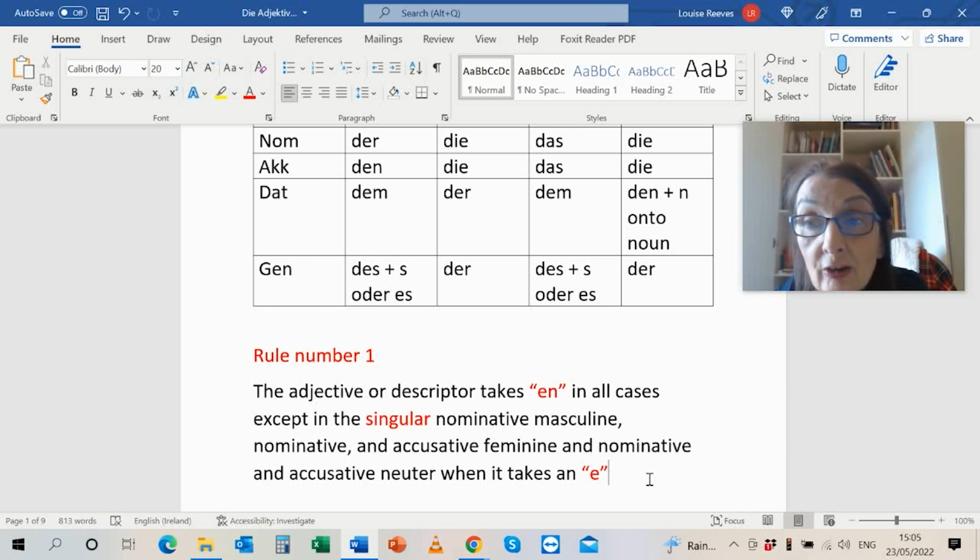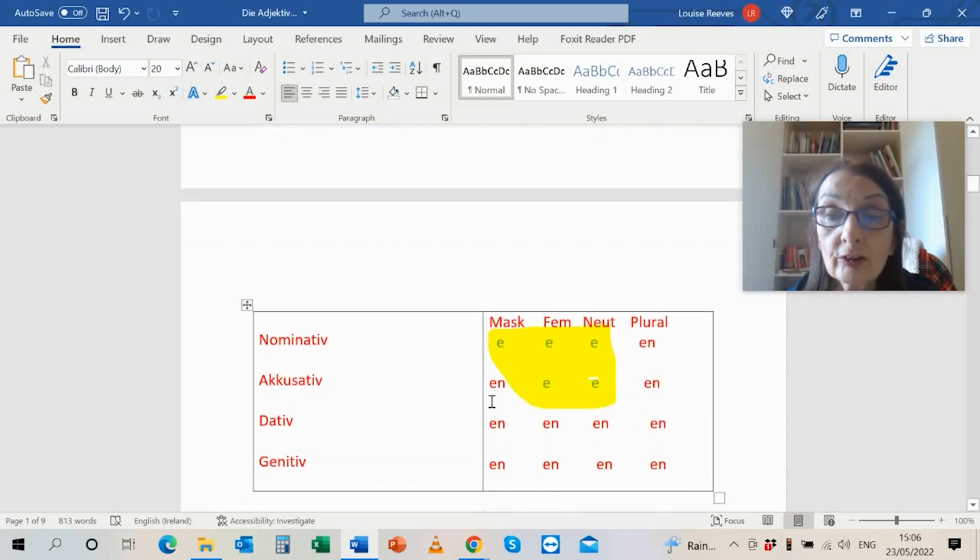That's all very fine learning that off, but my word of advice is to try to understand it and look at it with examples, because you may have your rule, but are you able to apply it? Do you know your nominatives and your accusatives? Here's what it looks like. Look at all the areas which take en. Here you have your nominative masculine, your nominative and accusative feminine, and your nominative and accusative neuter, where the adjective ends in e. All the rest is en.